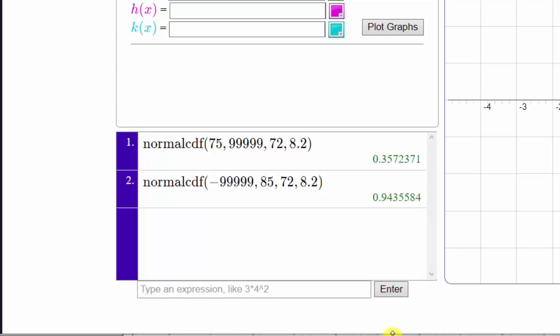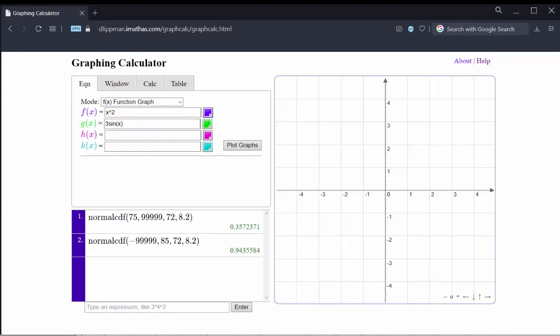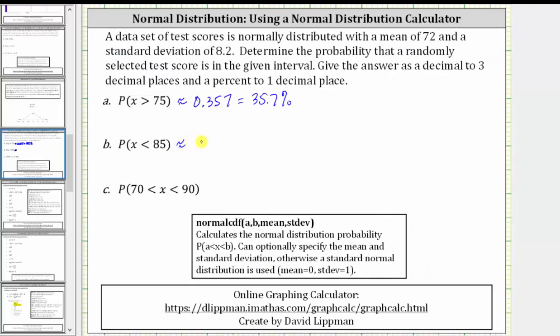To 3 decimal places, we have approximately 0.944, which is equal to 94.4%.